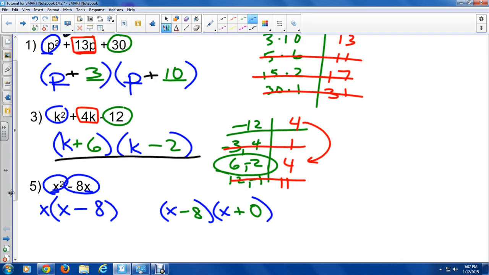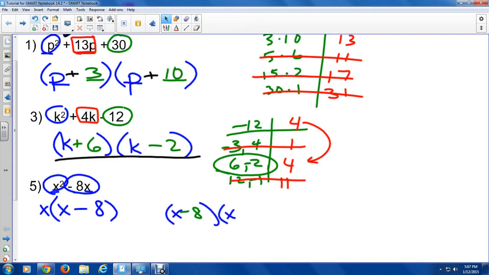Double check. X times x, x squared. X times negative 8, negative 8x, which is the problem that I started with. Now, if you look at our 2 answers that we just got, aren't they actually the same thing? This one looks a little bit different. Do I really need the plus 0? X plus 0 is the same as x. Let's get rid of the plus 0.